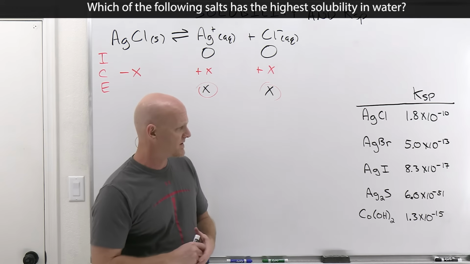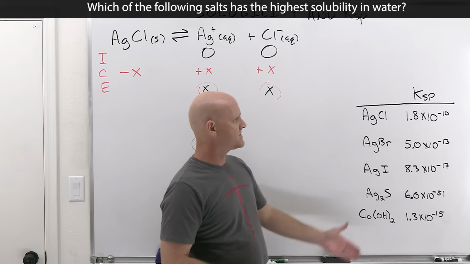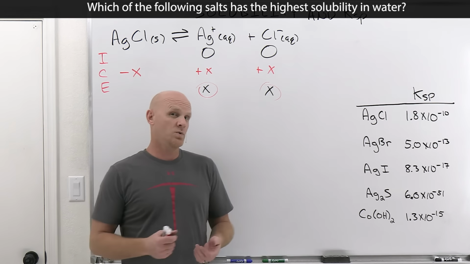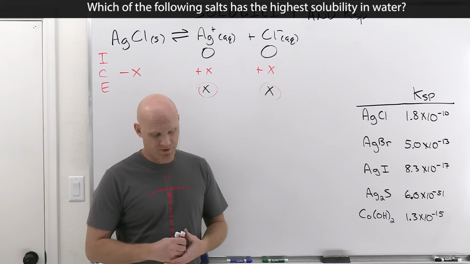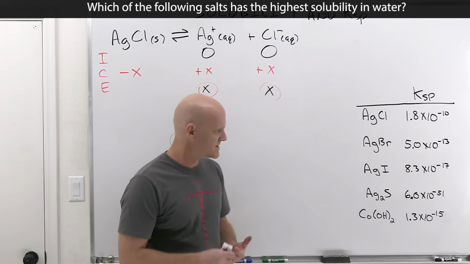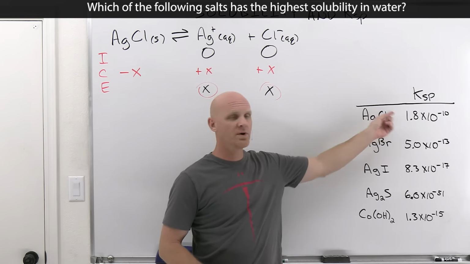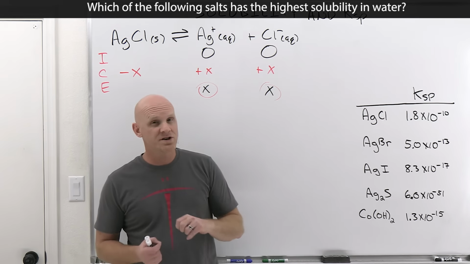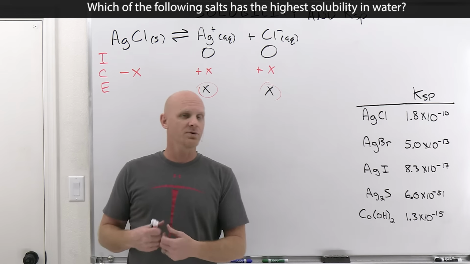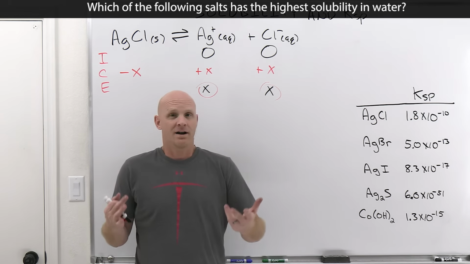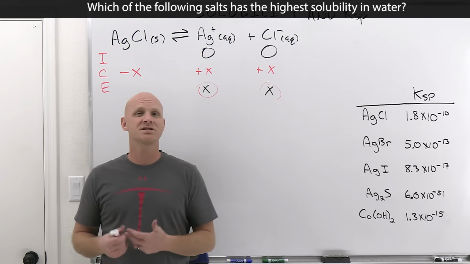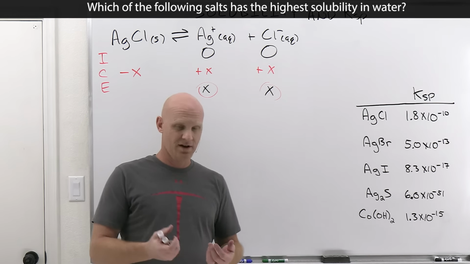So it's going to be a little bit tricky here. You might be tempted to just look at these and say, whichever one has the highest Ksp wins. And it turns out maybe that'll work and maybe it won't. The question wasn't which one has the highest solubility product constant, because if that was the case, then AgCl would win at 1.8 times 10 to the negative 10. But the question was which one has the highest solubility, which is molar solubility if you want to look at it in terms of molarity. In this case, the highest solubility means the highest value of x. And you can't just compare apples to oranges, as we'll see.